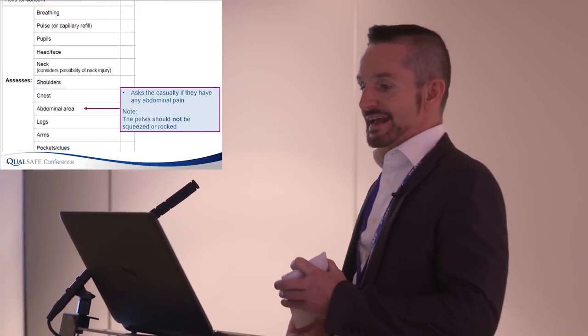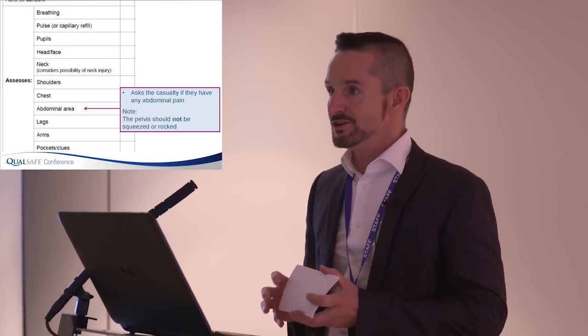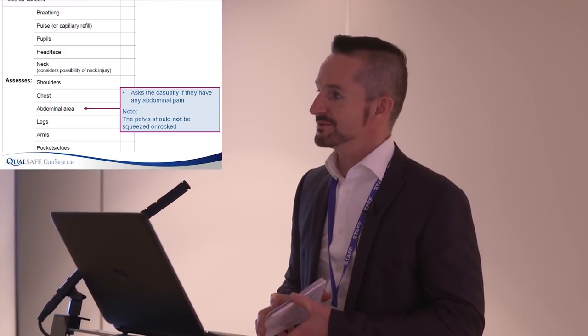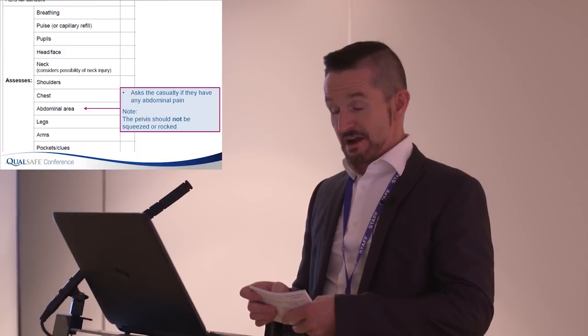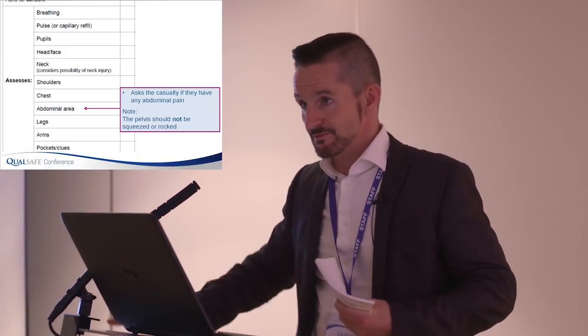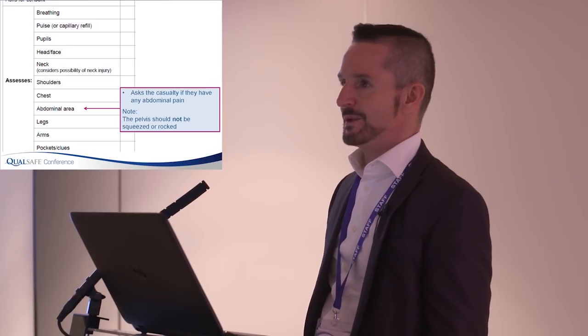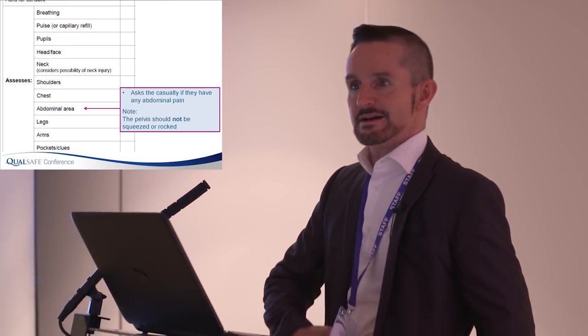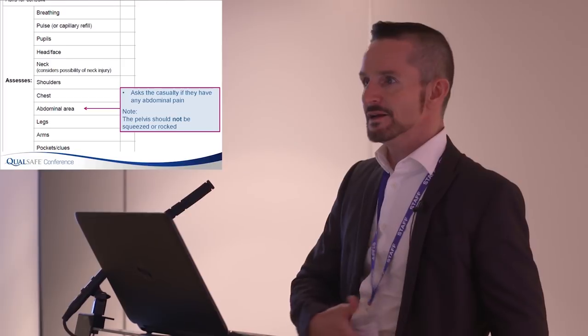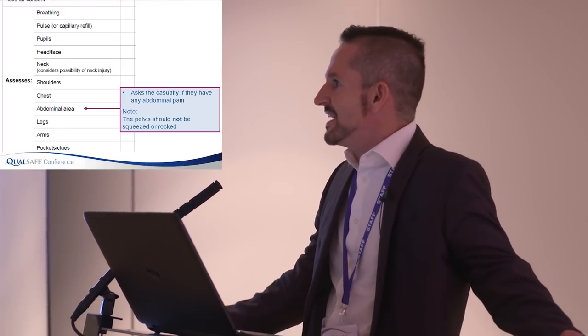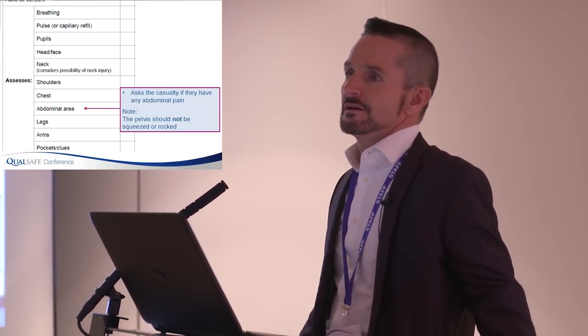Ask the casualty if they've got any abdominal pain. You'll note here that it doesn't say palpate the abdomen. Okay, I used to teach this, palpate the abdomen, brilliant. But what are we expecting a first aider to achieve by palpating the abdomen? So pressing down in four areas on the belly. What might they detect when they're looking at that?